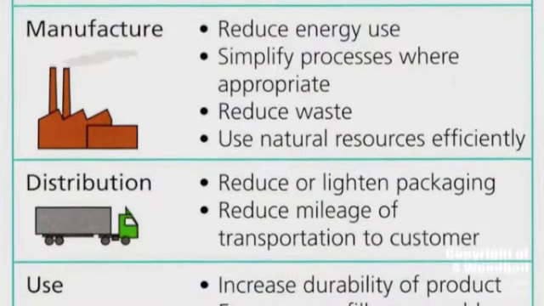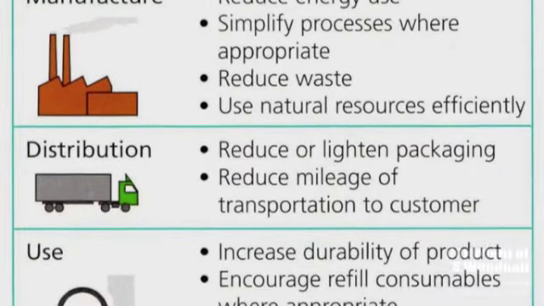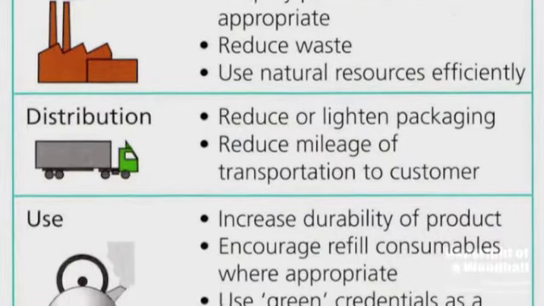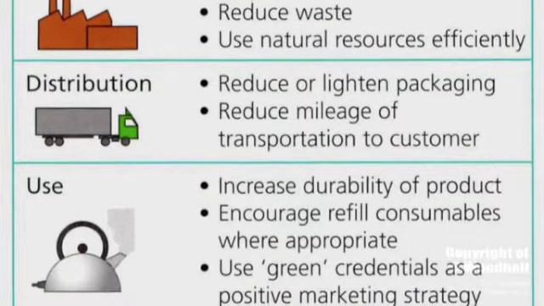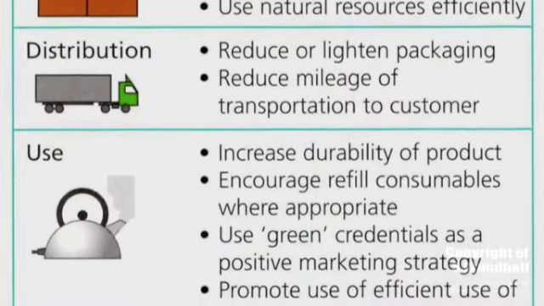The next aspect is manufacture. Reduce energy use, simplify processes where appropriate, reduce waste, and use natural resources efficiently. The next is distribution. Reduce or lighten packaging, reduce the mileage or transportation to the customer.